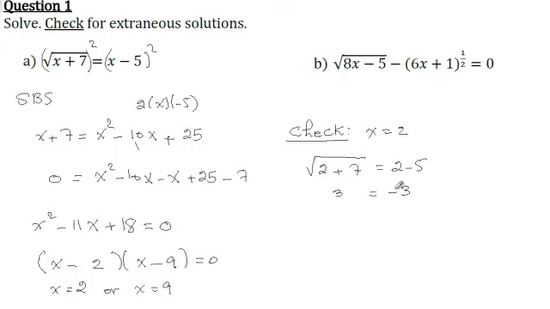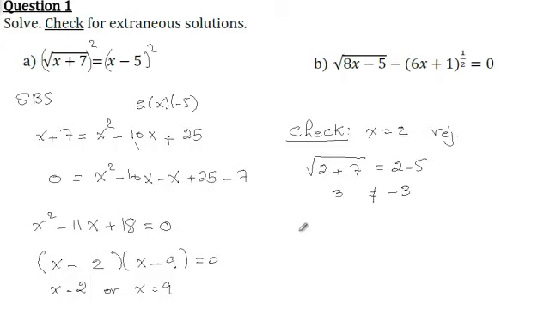Is that logical? No, it's not logical. So 3 does not equal negative 3. So we can say x equal to 2 is not a solution. So it's called an extraneous solution. Okay? So x equal to 2 is rejected.